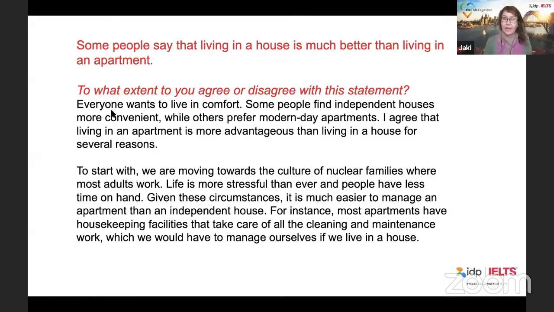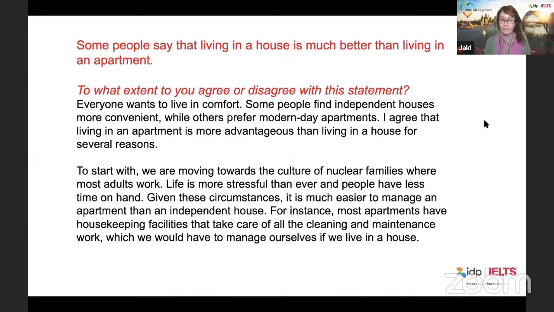Now, see their introduction. "Everyone wants to live in comfort. Some people find independent houses more convenient, while others prefer modern day apartments." So can you see that they've kind of just rewritten the topic, but then put a general statement? Yeah. And then here's the position. "I agree." So they put their position in the introduction. Now, the next paragraph, they have to give their reasons why. "To start with," a nice linker, "we are moving towards a culture of nuclear families, where most adults work."